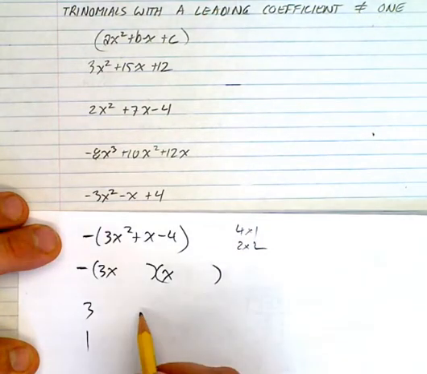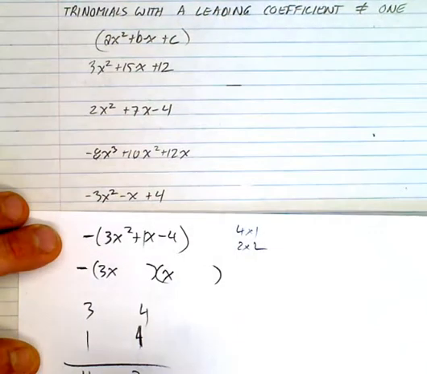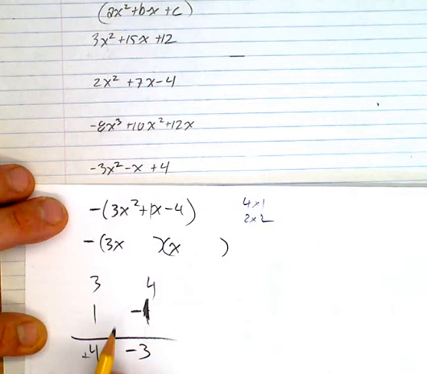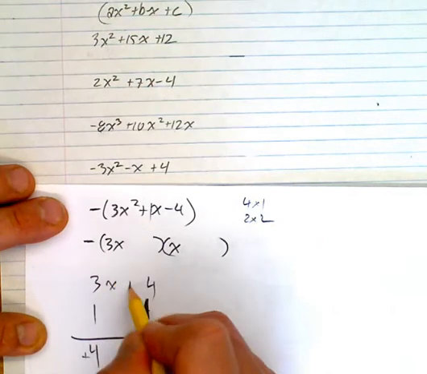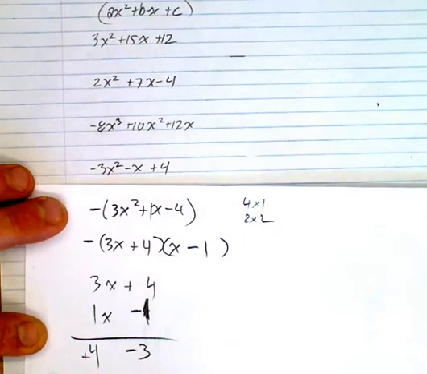I'm going to go 4 and 1 because I can kind of see it. Then that's going to give me a 4. That's going to give me a 3. I can get a 1x if it's plus 4 and minus 3. The minus 3 comes from here. Oops, let me move that up for you. So this is a 1 here. So now 3x plus 4 and 1x minus 1.